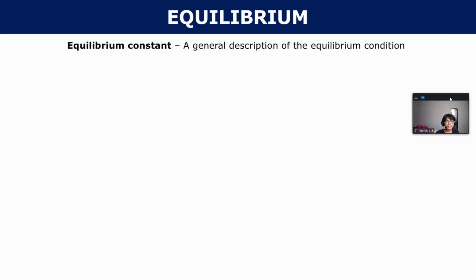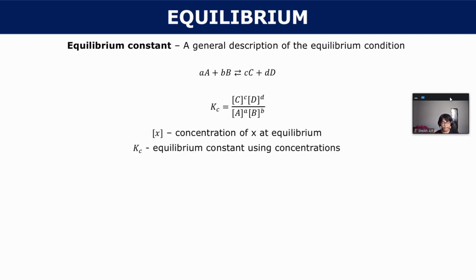The equilibrium constant is a general description of the equilibrium condition. So if we had a general reaction where A plus B produces C plus D, the equilibrium constant would be the concentration of C to the c, the concentration of D to the d, and then you get the rest. And so we call this Kc because it is the equilibrium constant using concentrations.